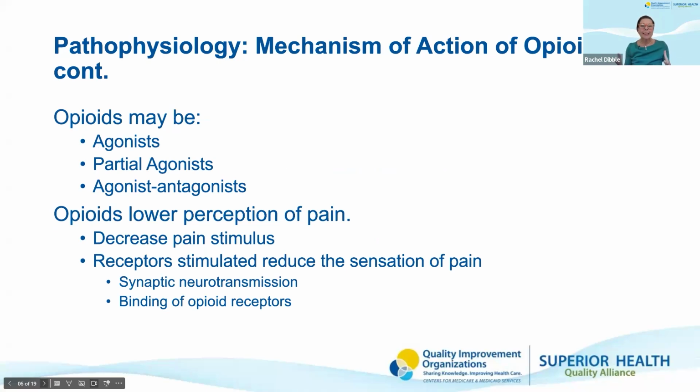So I talked about agonists. Opioids, what can they do? They can work together, say with your dopamine. They can be partial agonists, and then they can be agonist-antagonists, so they can work both ways. Opioids lower the perception of pain, again, through the receptors. So we decrease pain stimuli. The receptors reduce the sensation of pain. That's when the opioid has worked properly, hit the receptor, pain is reduced, and it binds to those receptors. And that's how we can control pain. Next slide, please.